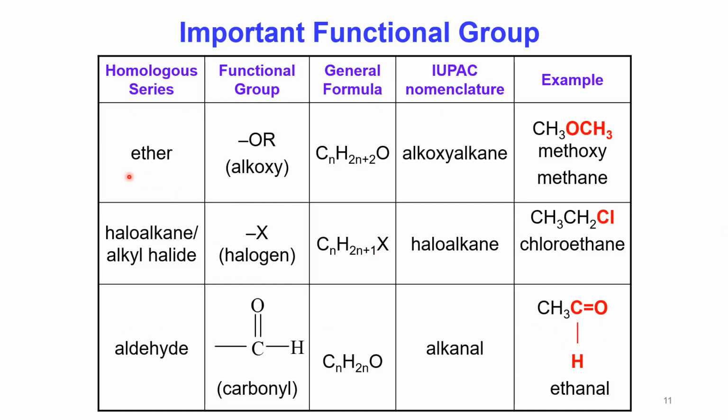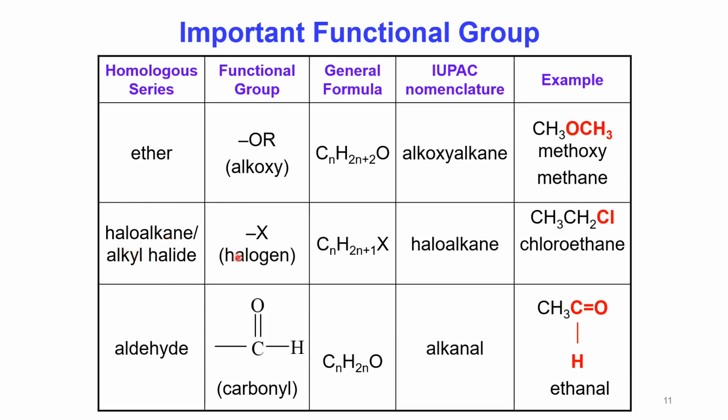The next one we have is ether. Ether has the same general formula as alcohol, but a different functional group. The functional group for ether is OR, and the name is alkoxy. The general formula is CnH2n+2O, and the IUPAC nomenclature is alkoxyalkane. An example for ether is CH3OCH3, and the name of the compound is methoxymethane. This is the homologous series for ether.